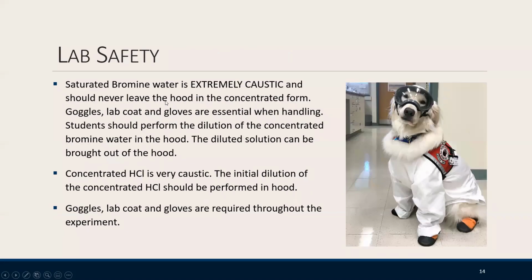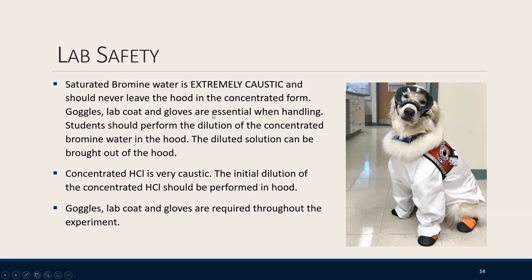When you are dealing with saturated bromine water, you need to be extremely careful. So remember in homework 2, the last question asks you to find the material safety information of bromine. It's extremely caustic and should never leave the hood. So the container should always be in the hood. And once you are in lab handling bromine, make sure you always have goggles on, and you need to wear a lab coat, and make sure to always handle bromine with gloves.